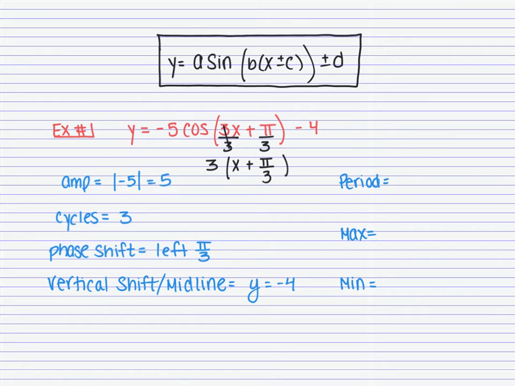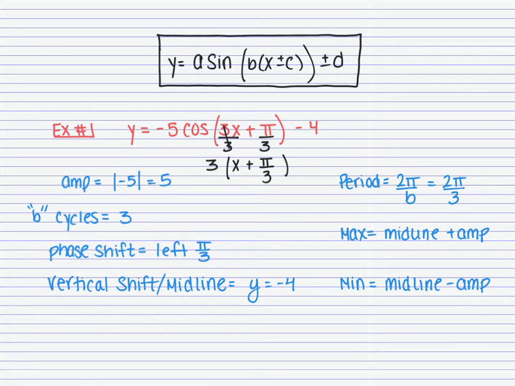So if we recall, our period is found by taking 2 pi and dividing it by b, where b is the number of cycles. So b is my cycles over here. So if my cycles are 3, my period is simply 2 pi over 3. To find our maximum value, we take the midline and we add the amplitude. And to find our minimum value, we take the midline and subtract the amplitude.